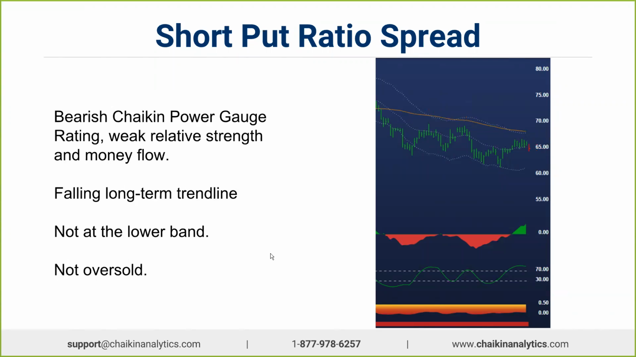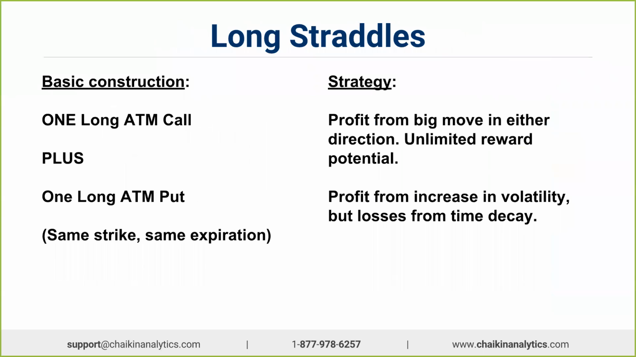So that would be a put ratio spread. Lastly, today we're going to talk about straddles and strangles. These are also big directional moves, like our front ratio spreads, like our long ratio spreads. These are big directional moves. You can profit from an increase in volatility. The straddle is where you are buying a long call and a long put, same strike, same expiration.